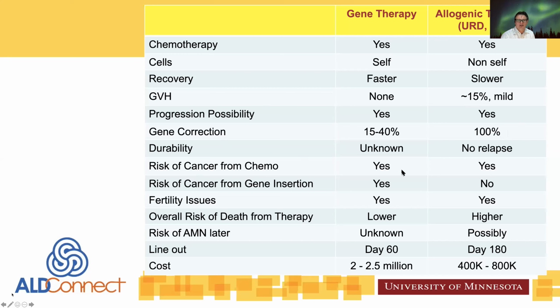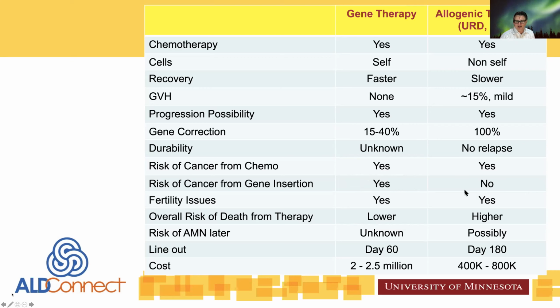The durability in gene therapy is unknown. That is, how long will it last? In allogeneic, there have never been any relapses to my knowledge after transplant with an allo donor. Risk of cancer from chemotherapy: you're getting busulfan in both of these treatments. There's a risk of skin cancer later in life. It's the same in both. Risk of cancer from the gene insertion: gene therapy involves the random insertion of a gene into your genome, so there's going to be a risk of cancer from the process, no matter how safe it is. Today's gene therapy is as safe as possible, and that has evolved through many generations of gene therapies over the last 3 decades. In allo, we don't have any gene therapy, so there's no risk of that.